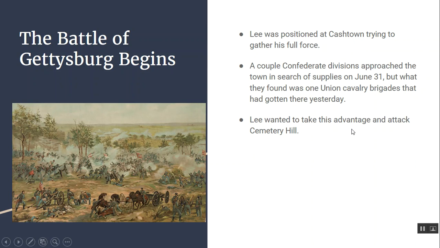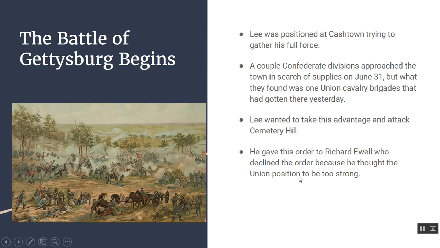Lee wanted to take advantage of them being on the defensive, and he wanted to attack Cemetery Hill. He gave the order to Richard Ewell, but Ewell declined the order because he thought the Union Army's position at Cemetery Hill was too strong. If he attacked, he wasn't fully confident that he could take them on.